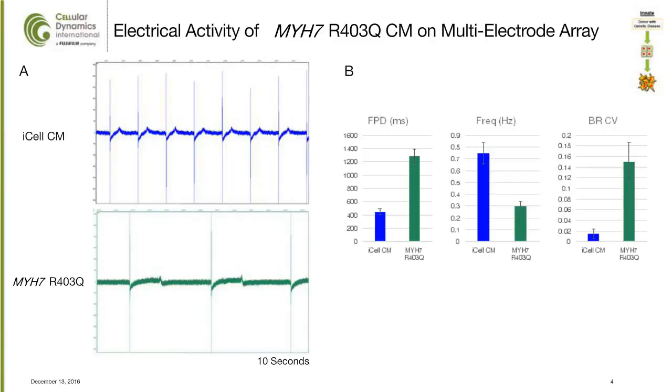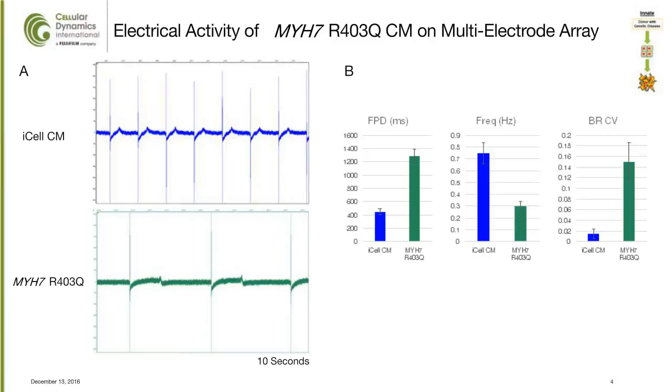You can see that, consistent with the impedance measurement, this beating is slowed relative to control. This is quantified in panel B, where we're looking at the field potential duration for the R403Q sample in green and the control cells in blue. You can see that the R403Q cells have a prolonged field potential duration relative to control cells. This is consistent with a lower beat frequency relative to the control cells, and these cells also display increased occurrence of beating irregularity or arrhythmic events, as shown in the beat rate variation.